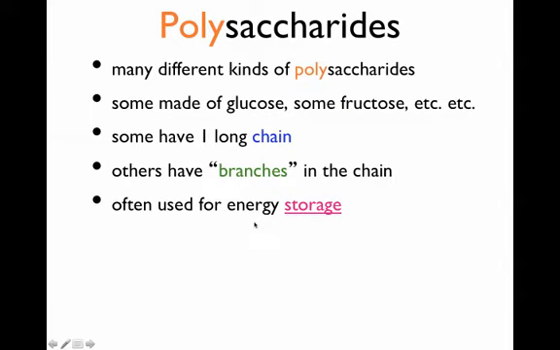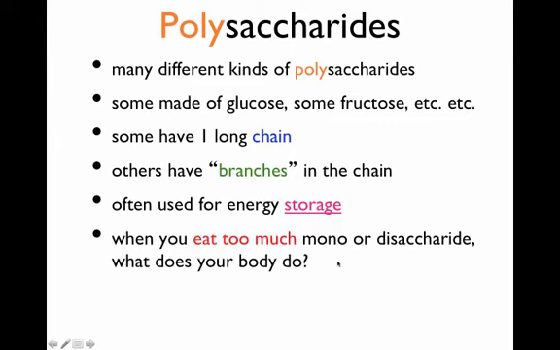Very often polysaccharides are used for long-term energy storage. So if you've ingested too much sugar and you have more than enough for your energy needs, you can attach them to each other and then shove them in the corner of a cell and keep them there for some other time in the future when you might need the energy. So polysaccharides are very often used for long-term energy storage. Again, as I show here, if you eat too much mono or disaccharide, your body can attach those monosaccharides and disaccharides to each other and store the polysaccharide away.